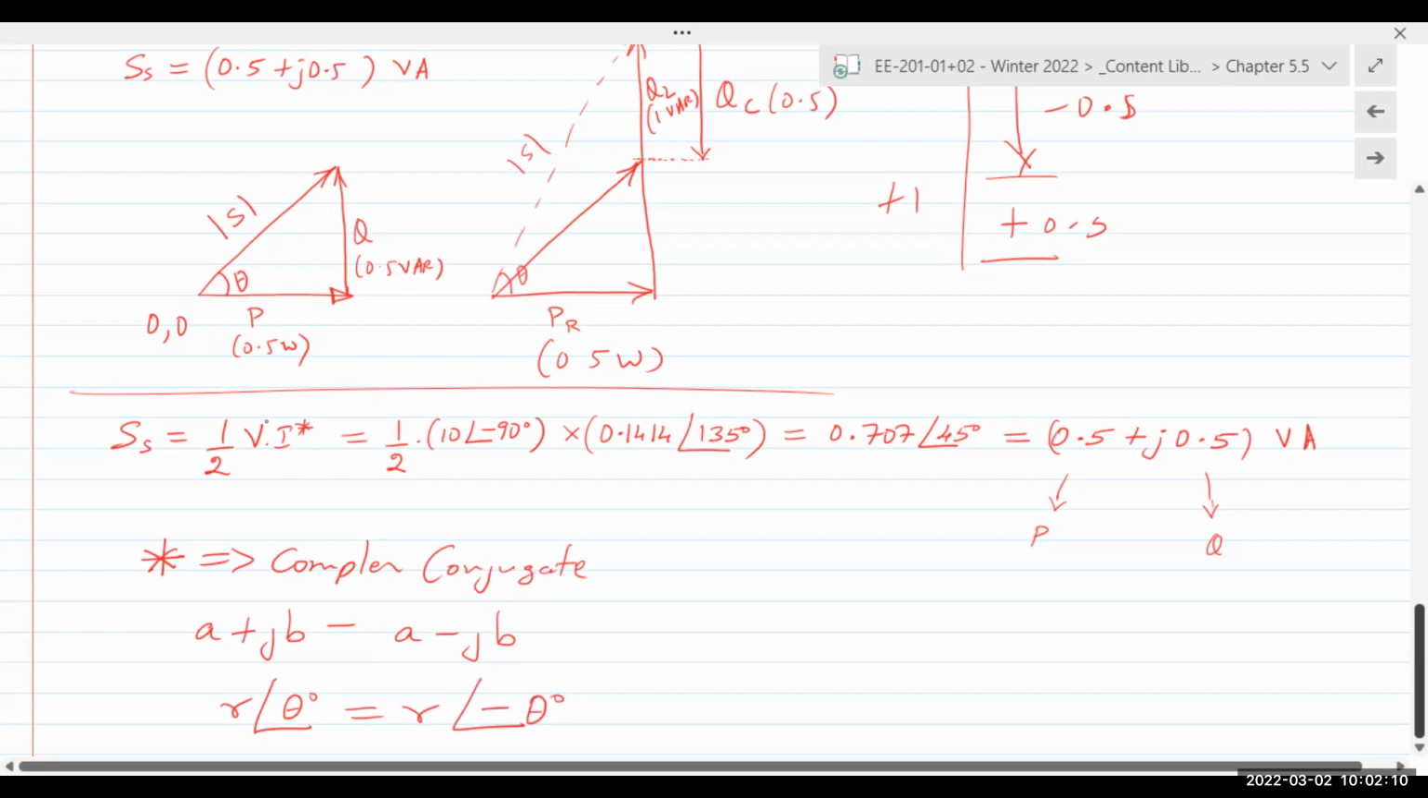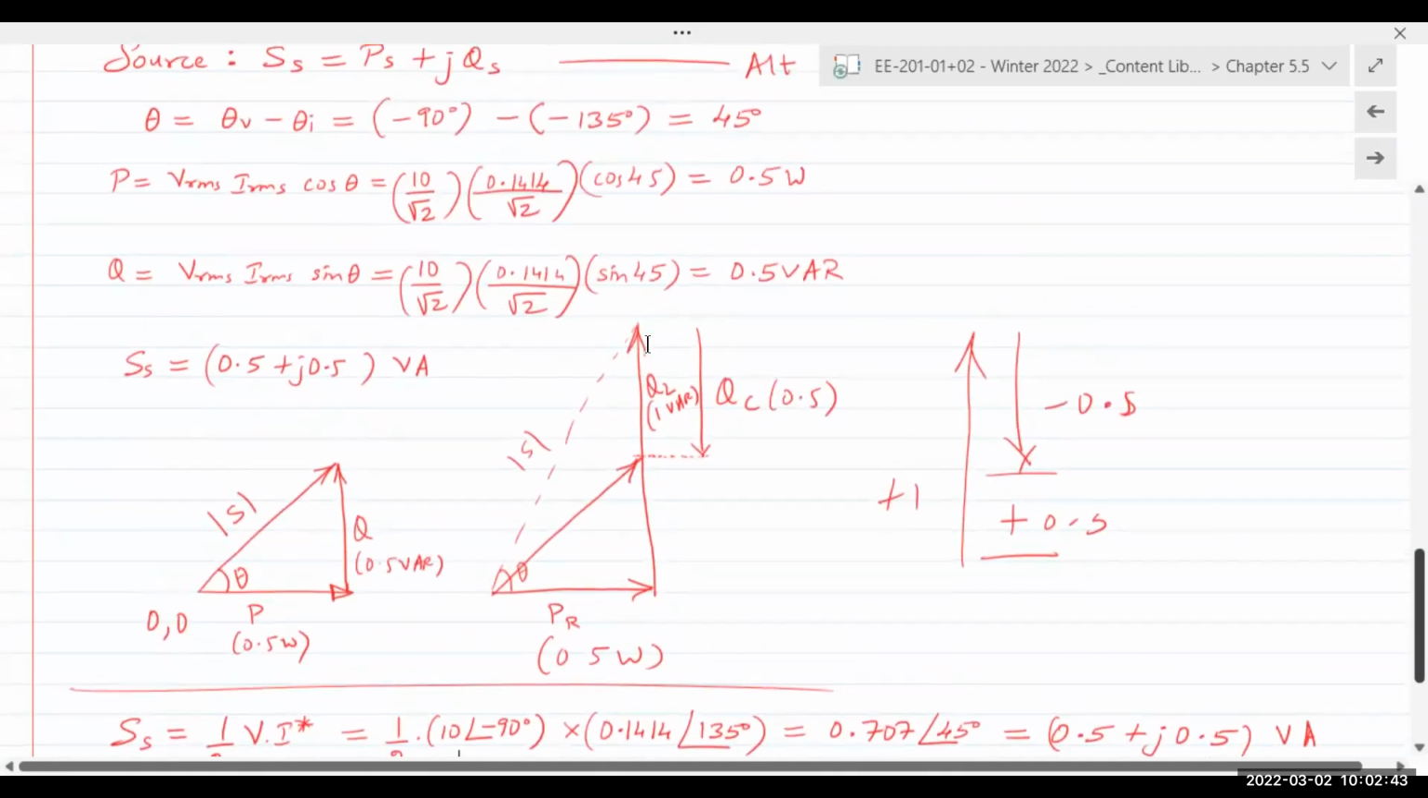And so use this equation: S is equal to half V I asterisk, where V and I are both in phasor form. So this is even more of a shortcut. Simply plug in the phasor for the voltage and the phasor for the current, and you flip the sign of the phase angle. So minus 135 becomes plus 135.